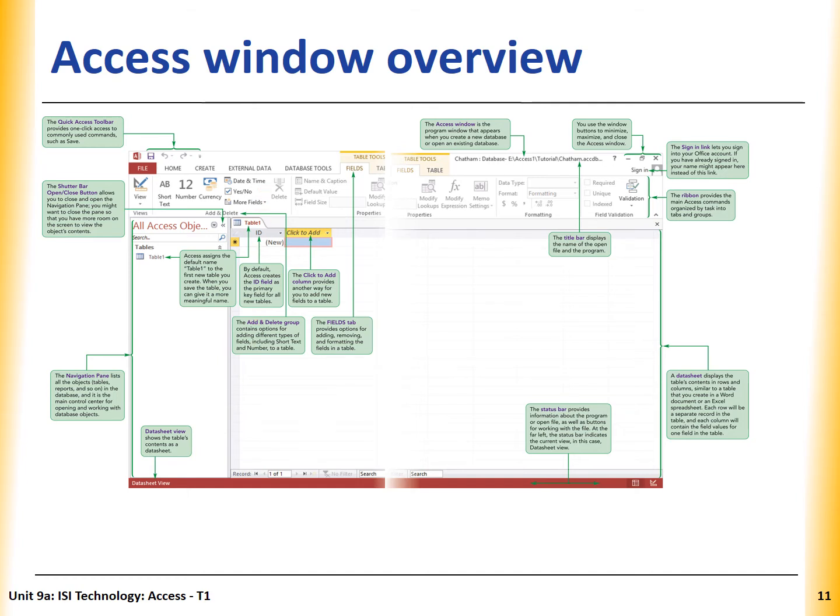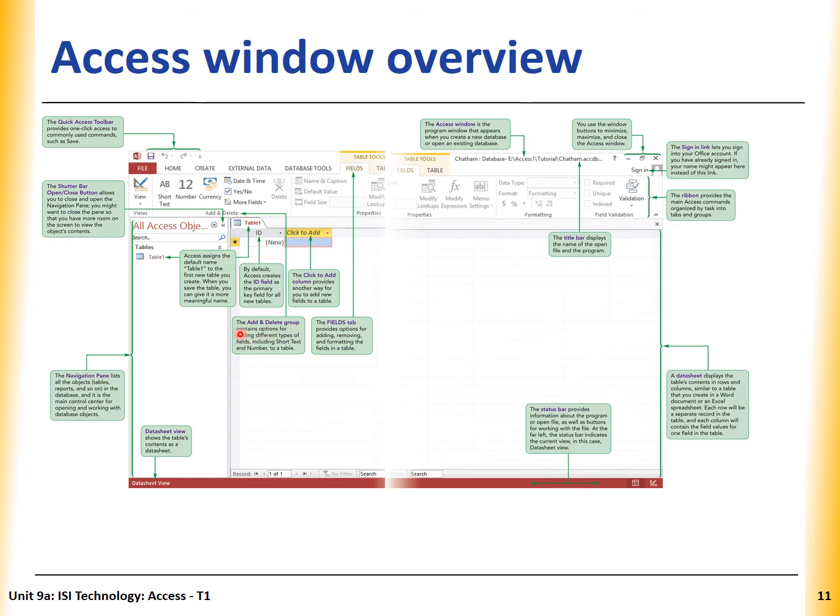By default, Access creates the ID field as the primary key field for all new tables. Everything should have a primary key, which is a unique key. You can't find a duplicate of this key. It's like your ID. Here.